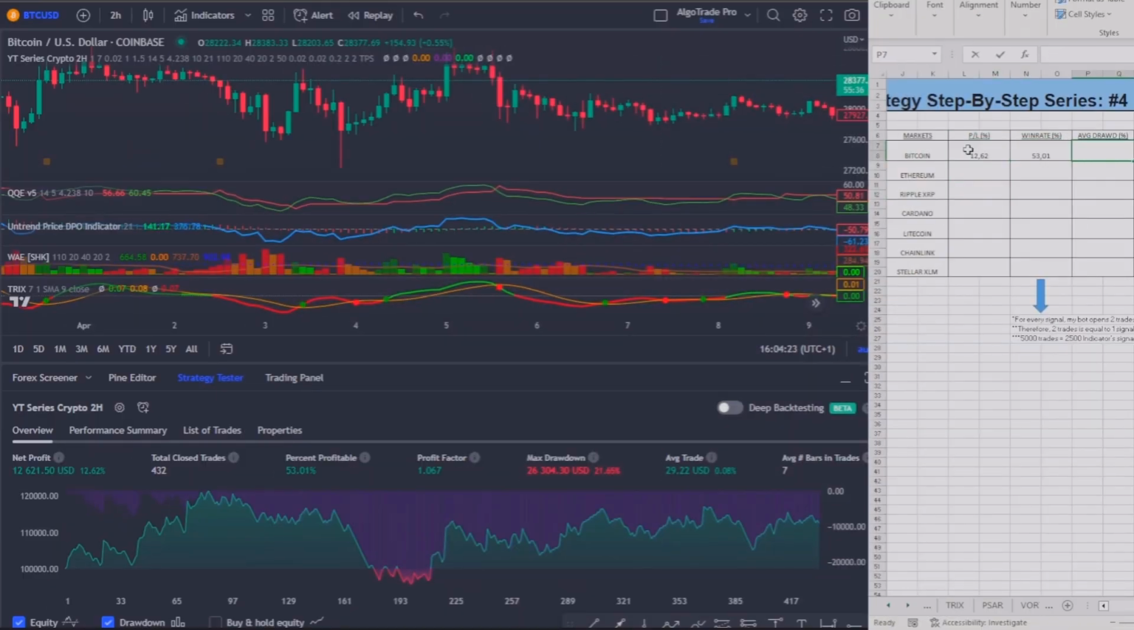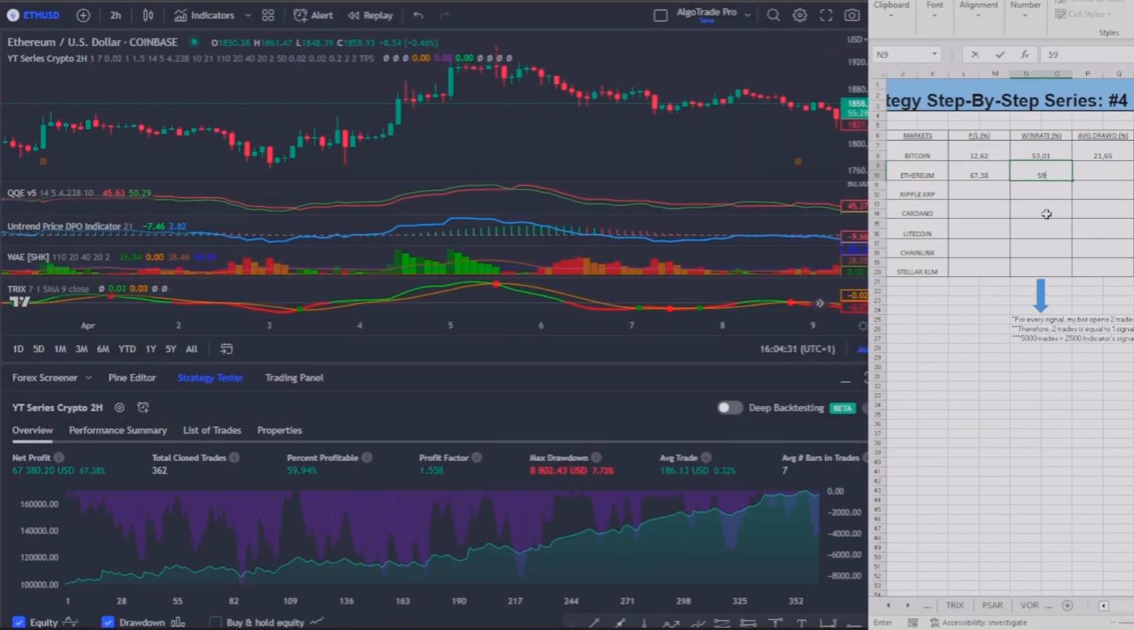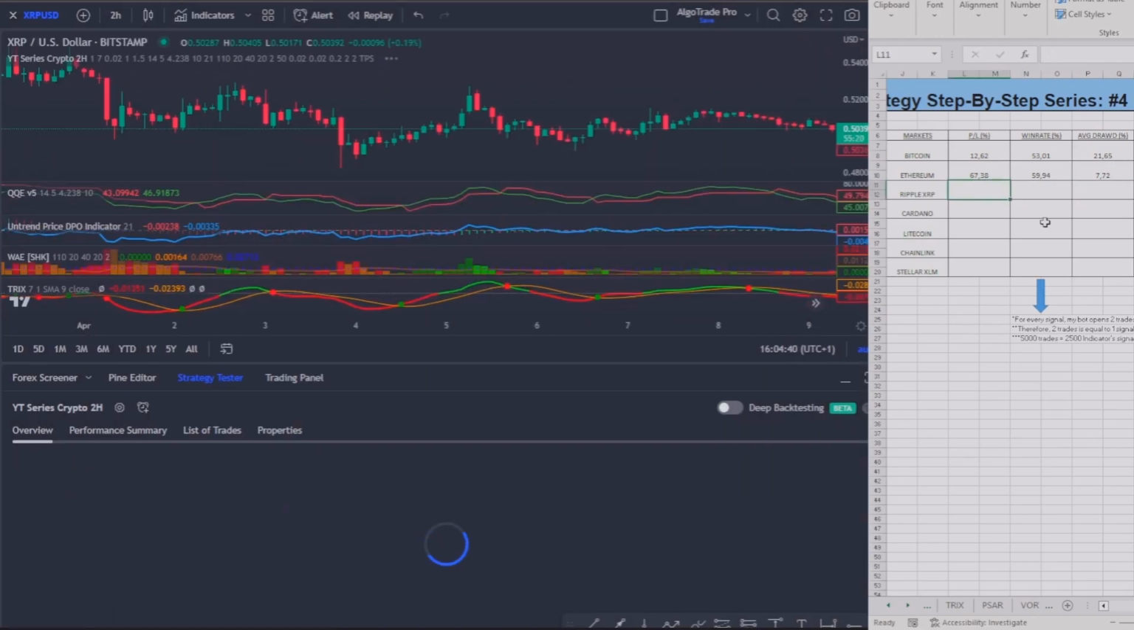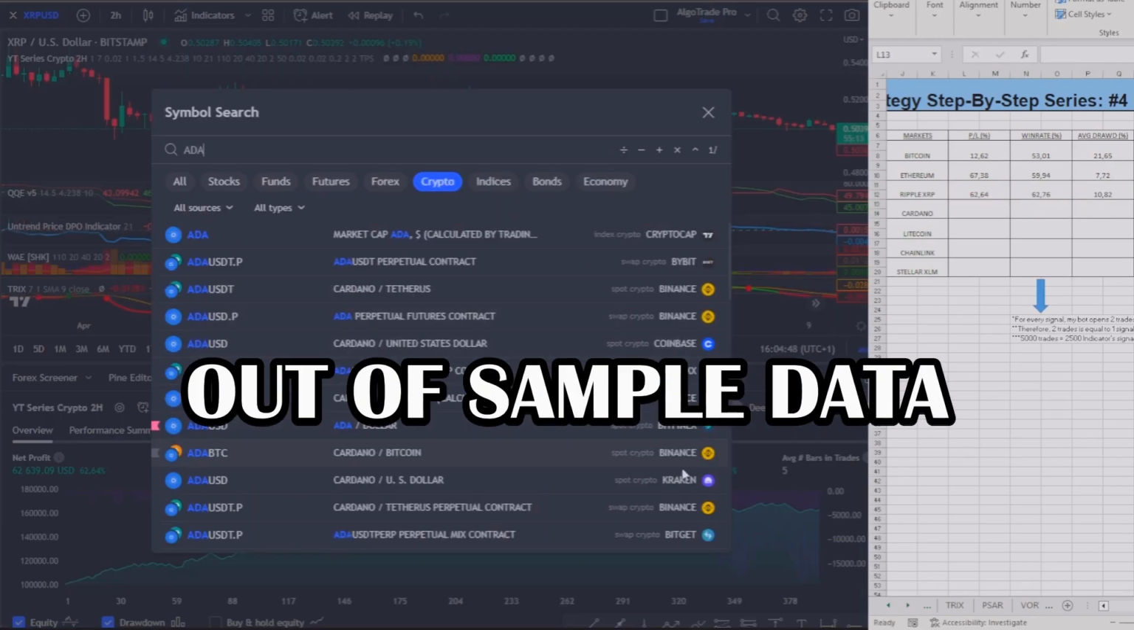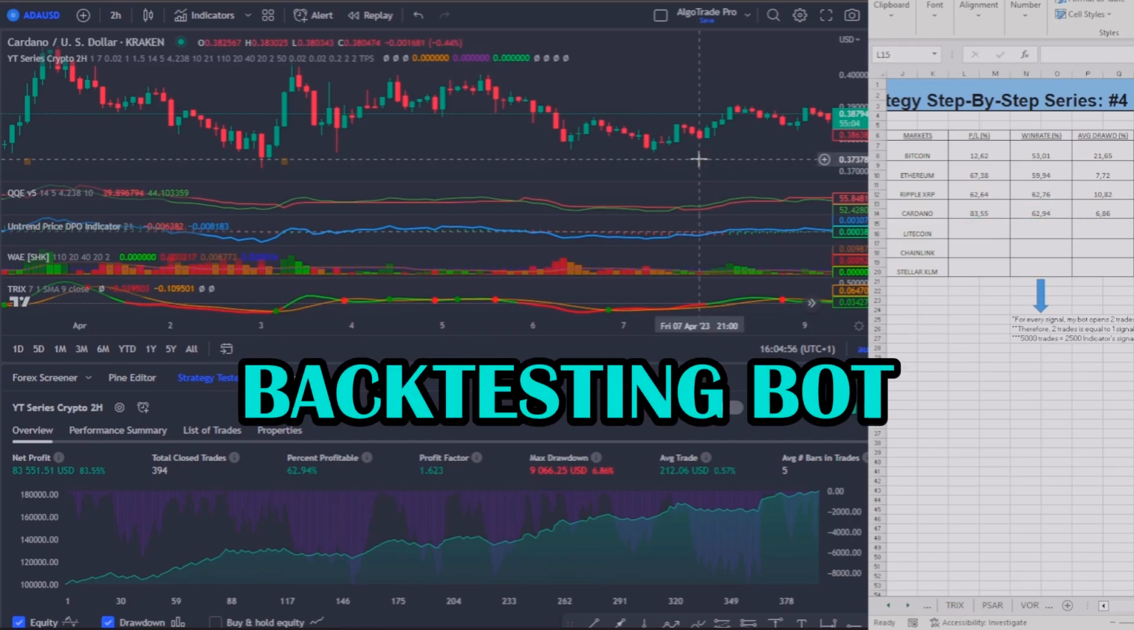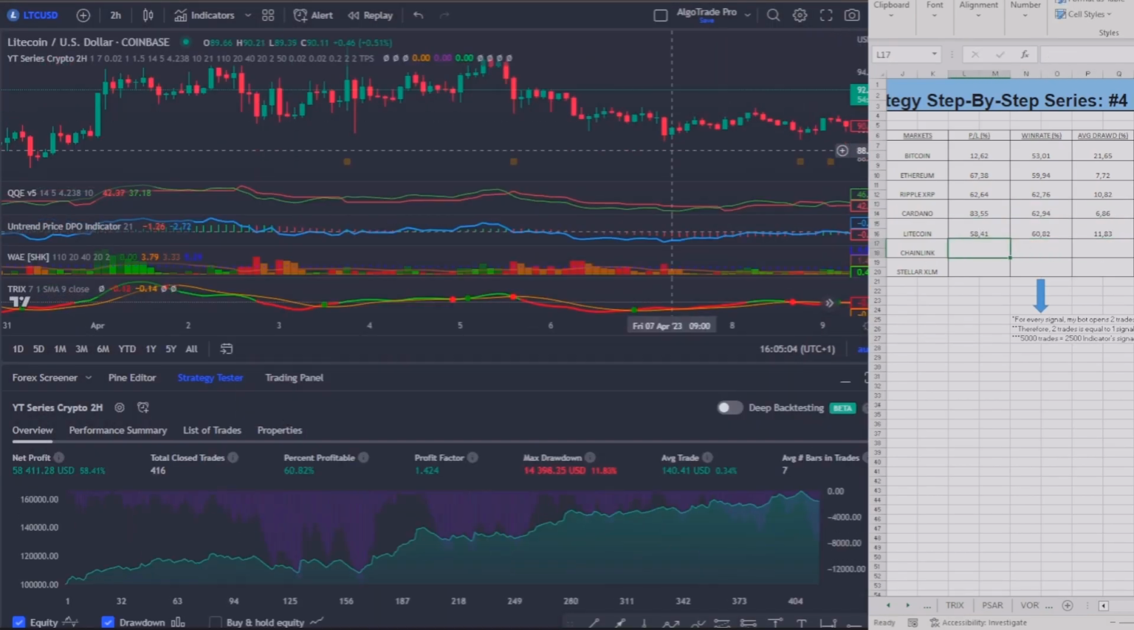Now, to find which one out of these two exit indicators is the most consistent, I'm going to apply them to my out of sample data. I will do it again using my backtesting bot, and I will be right back.